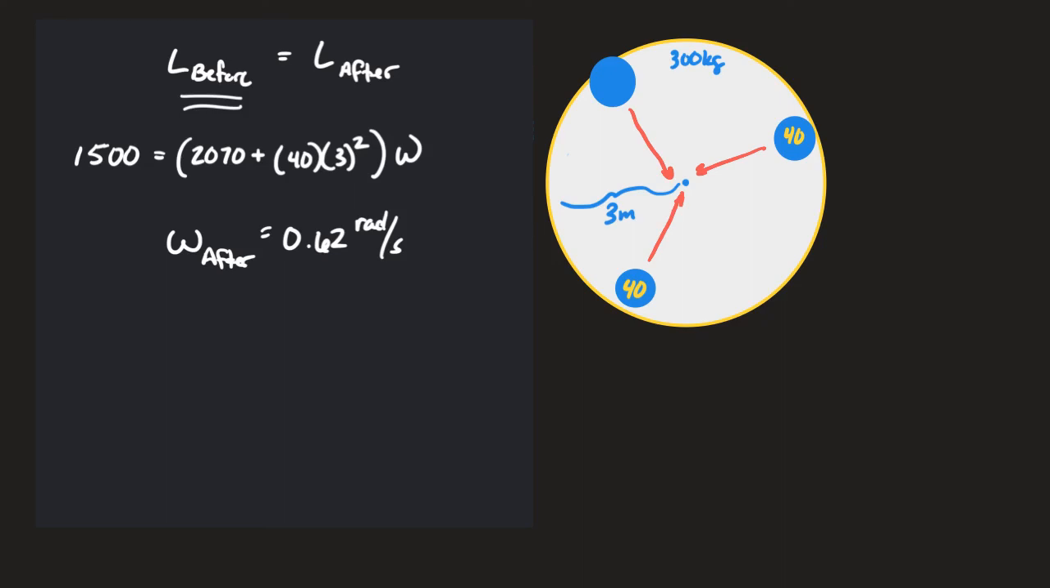So what's the angular momentum of the system after the kids walk to the center? Say it with confidence. 1,500, yeah. The angular momentum of the system is now fixed. There's no external forces acting on the system. All that's happened is the three kids have moved to the center.